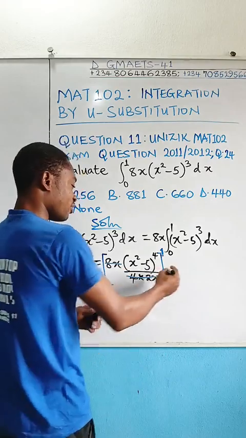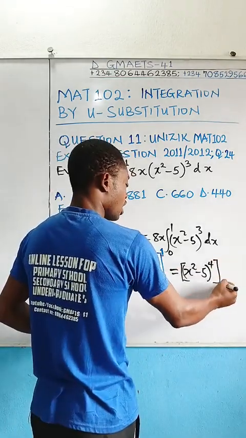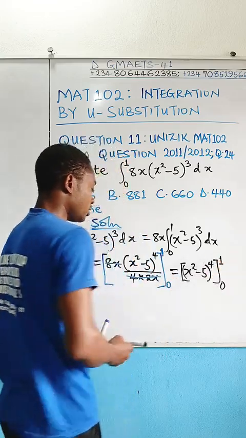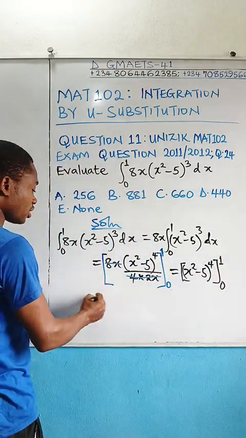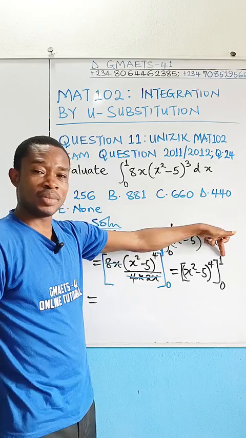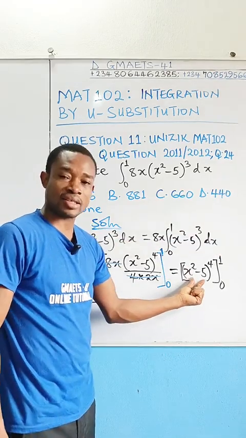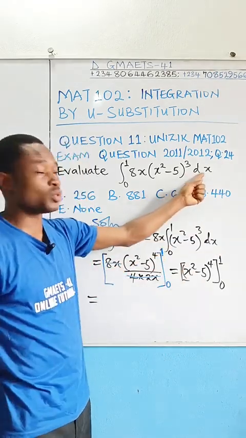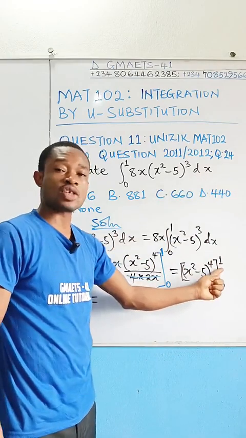So let me write it out for you still. Then the limit 0 to 1. Let us apply the limit and see what we're going to get. This will now be equal to, what do you do with the limit? Start with the upper limit first. Wherever you see x, what you integrated with respect to, fix that upper limit.